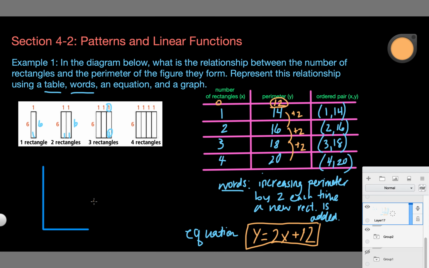So if we were to just quickly graph this, this would be number of rectangles, and the perimeter would be over here. I'm going to delete that. That was ugly.